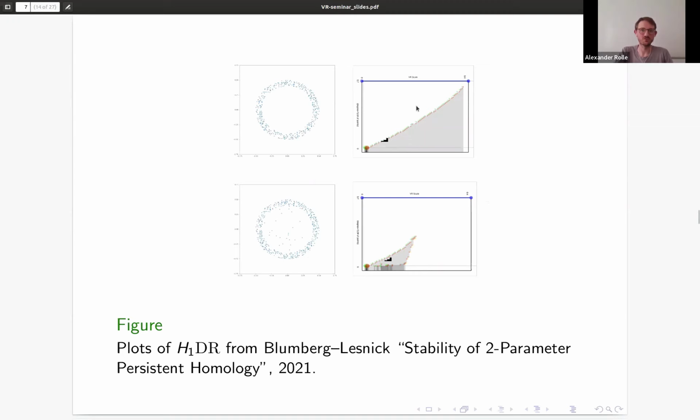So these plots now come from their paper. They consider point clouds drawn from the same probability measures. So again, a uniform sample on this annulus, and then a uniform sample on the annulus with outliers added inside the disk. And they plot the persistence modules you get using Rivet. So these are the plots produced by Rivet, and this gray shading has the same meaning as in the plots I showed you before.